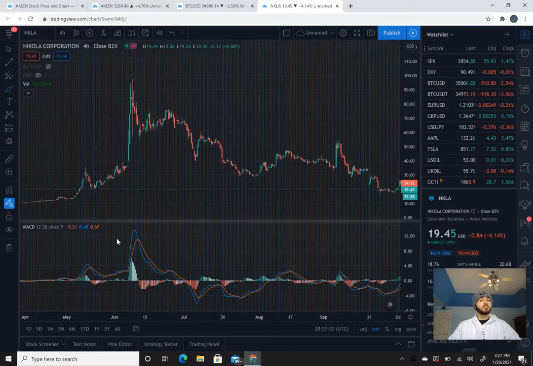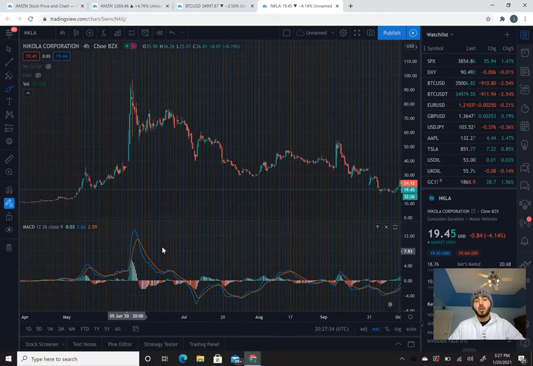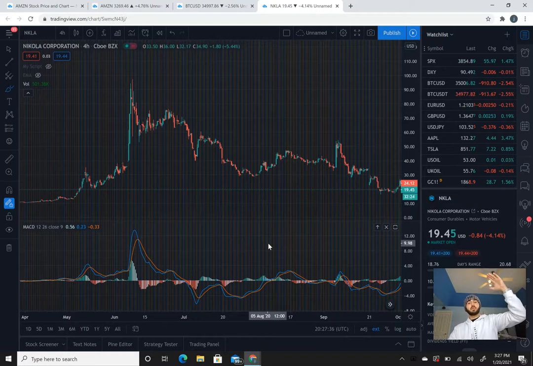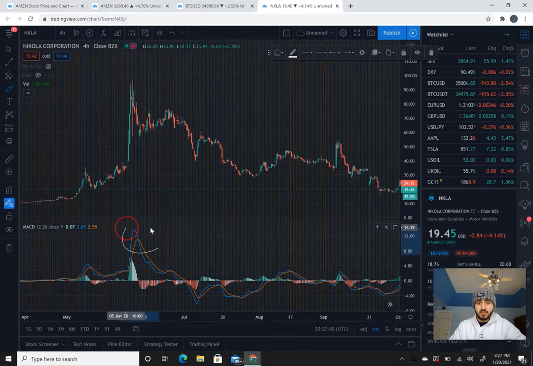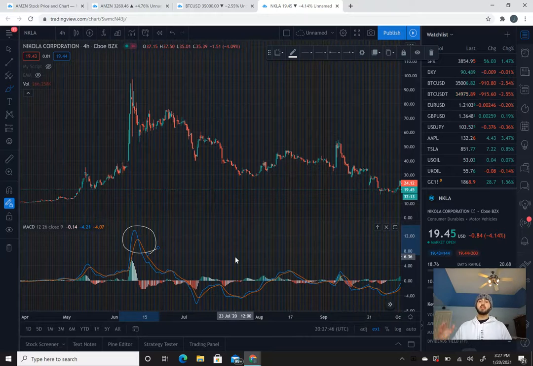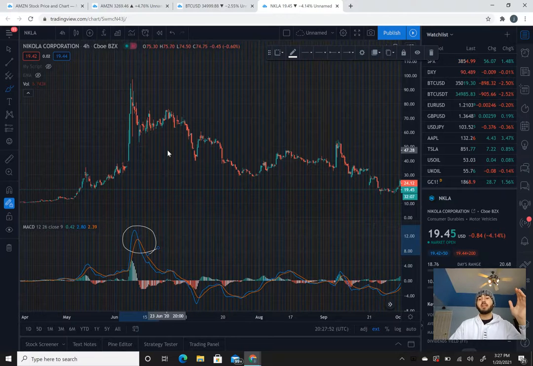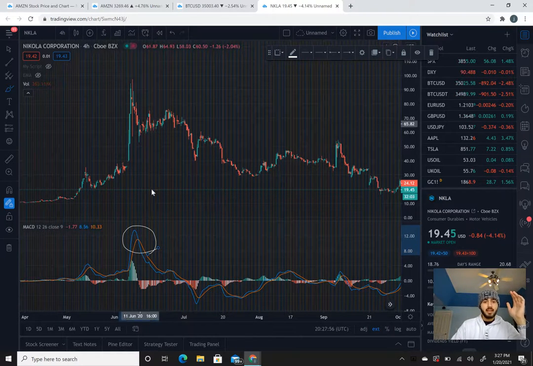What do I mean by crosses? So you have these two lines when they are at the top and they cross to the bottom. Something like this. You have the top and they both cross to the bottom. Okay, this is a bearish scenario, meaning sell, get out of your position. This means that the stock is most likely going to drop. Okay, and we could see that's exactly what happened.